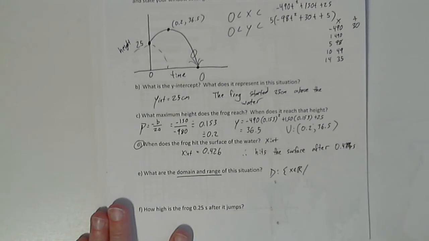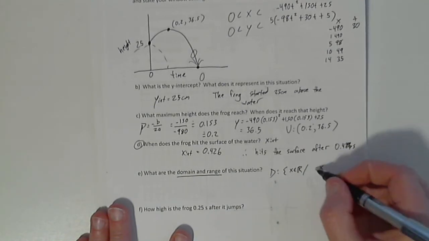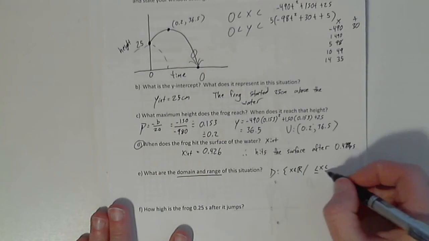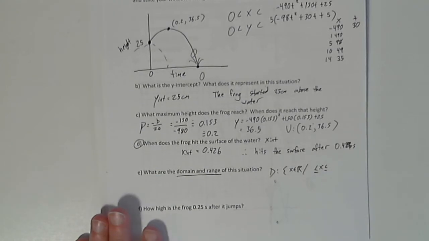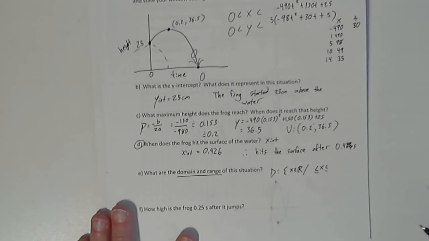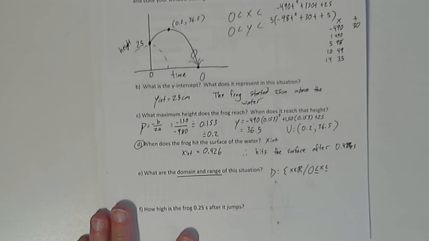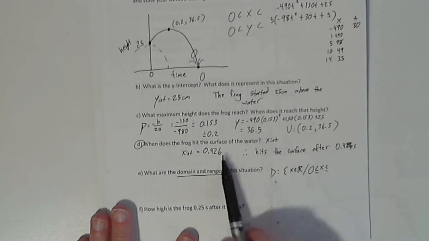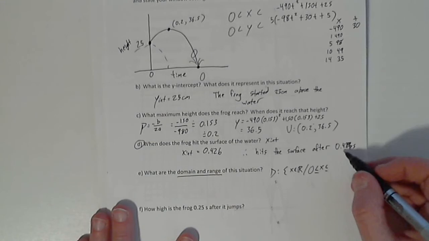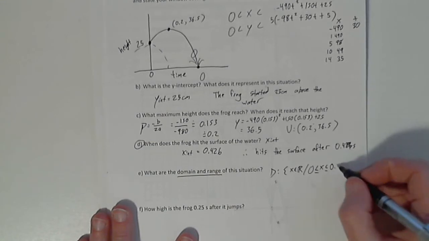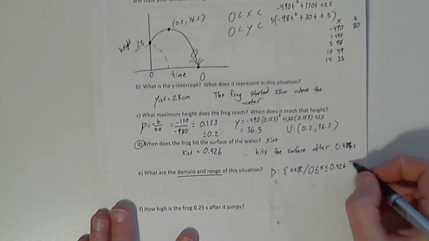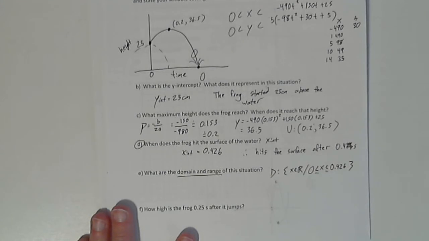So x is a member of real numbers as long as in the real life, what we're talking about is what values of time actually make sense in this question. So you can't have time less than 0. That doesn't make sense in our context. So it actually starts at 0 for us. And it goes until he hits the water. If we want to round it to 0.4, I'm going to actually keep more decimals. So it goes till he hits the water. Nothing after he hits the water makes sense in terms of our function either.